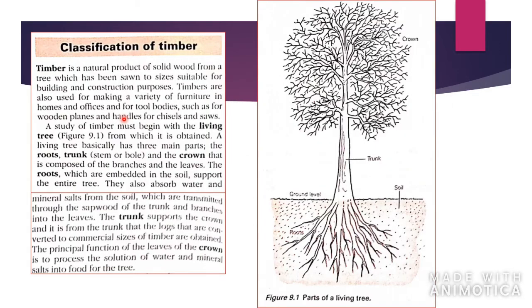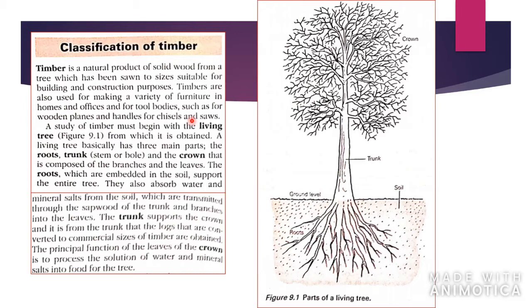Timber is a natural product of solid wood, and it comes from a tree, as we know, which has been sawn to sizes suitable for building construction and so on. Timbers are also used for making furniture in homes and offices, for tool bodies, for handles, chisels, and saws.